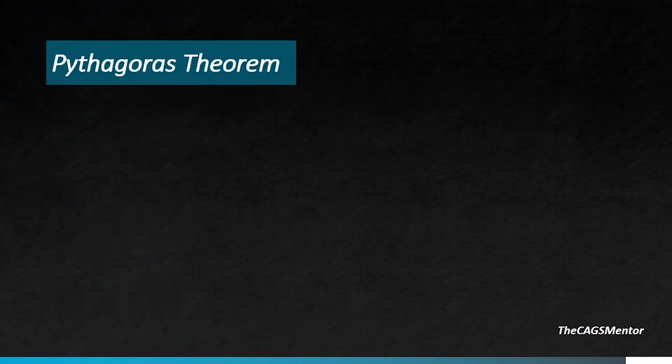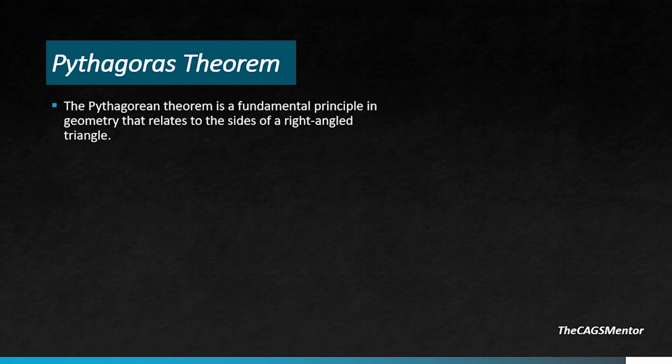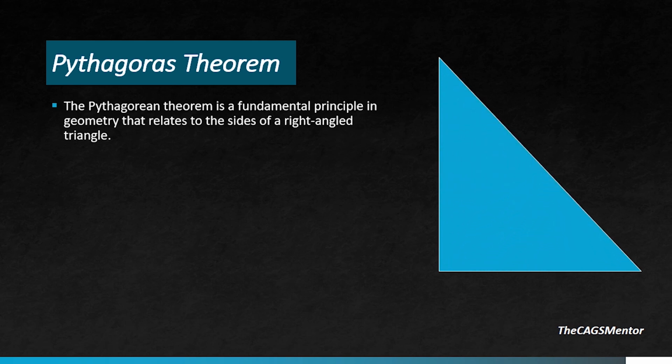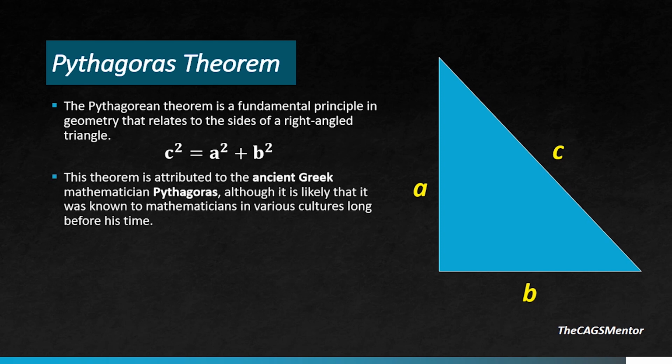So let's begin with the definition of Pythagoras theorem. The Pythagoras theorem is a fundamental principle in geometry that relates to the sides of a right angled triangle. You can see a right angled triangle. We know that the triangle has three sides. You can see on the screen there are three sides in the triangle, and they are named as A, B, and C. These are basically legs of the triangle. We call them in different ways. We will learn these legs and give them names in different ways.